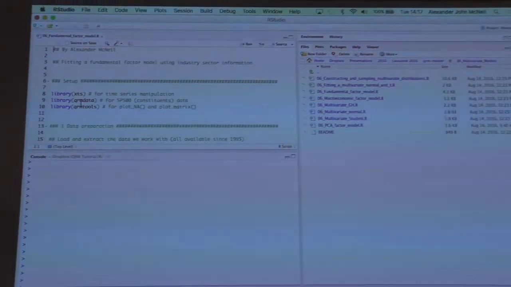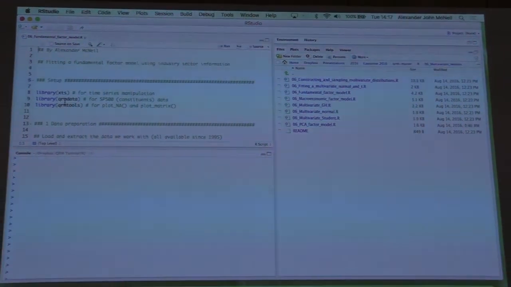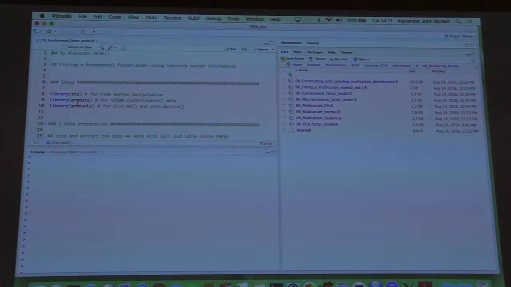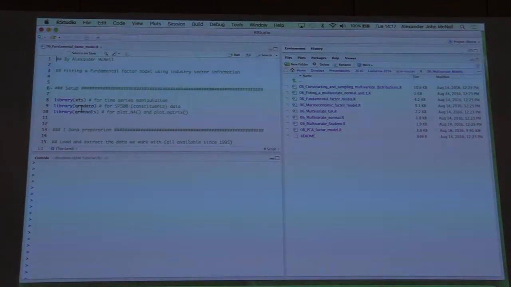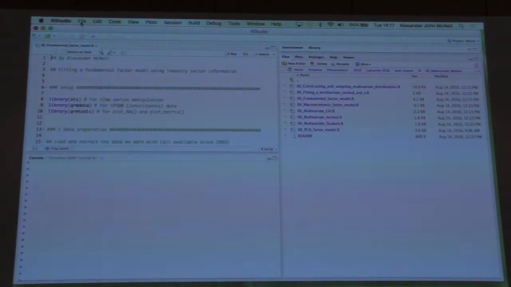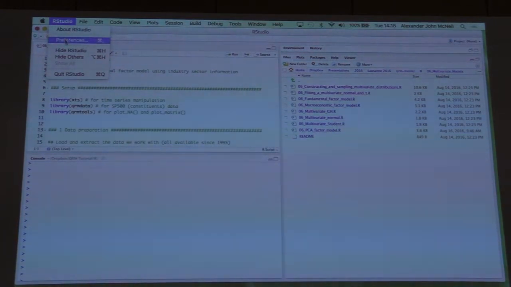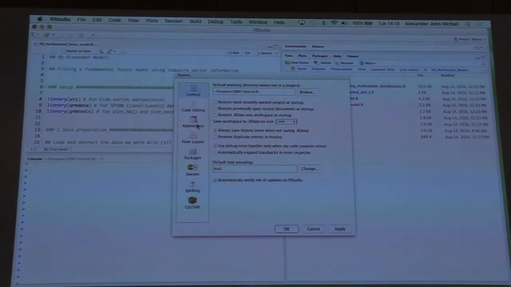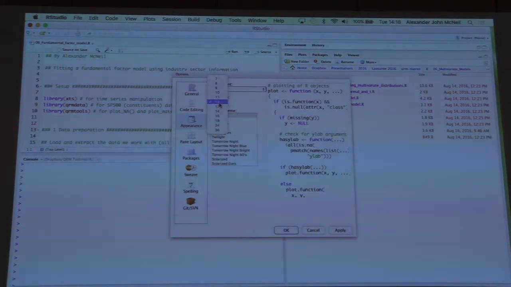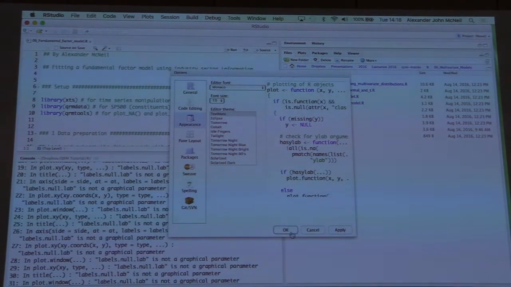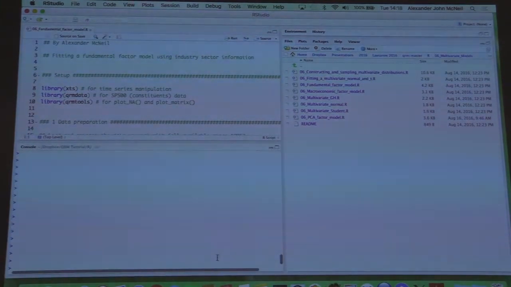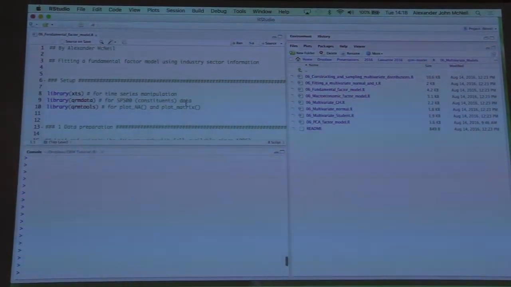So fitting a fundamental factor model. This has been resized since yesterday. Is the font okay at the back, or should I make it one bigger? One bigger. That's maybe better, right? It's a little bit better.